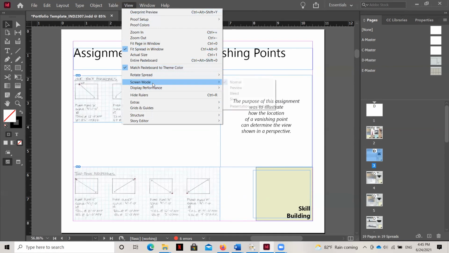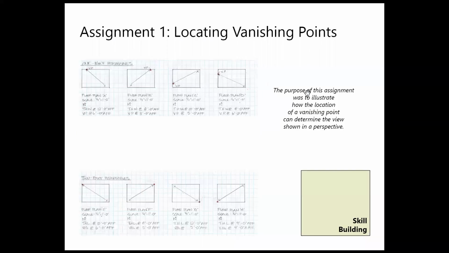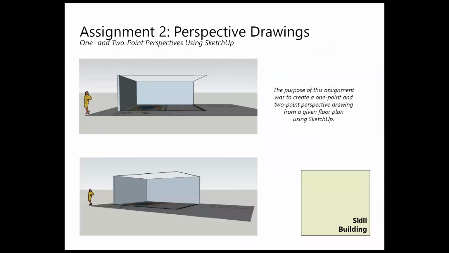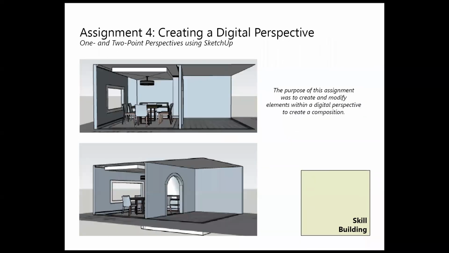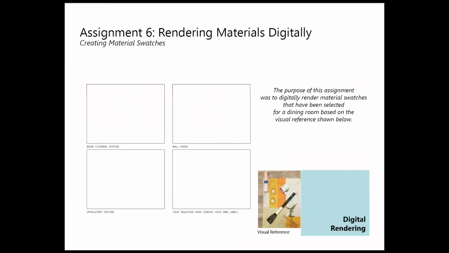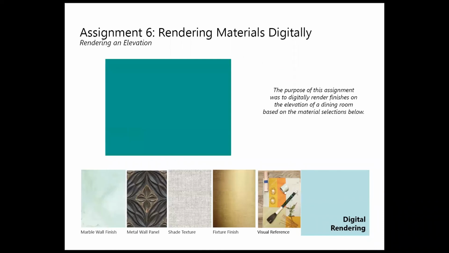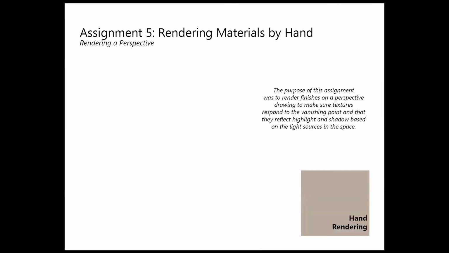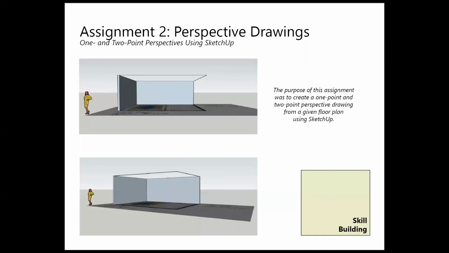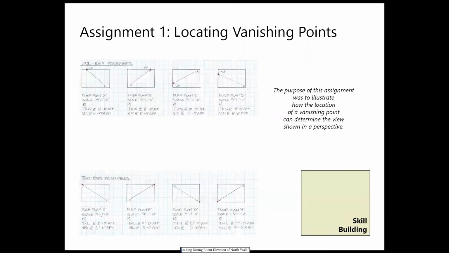And I can do view, screen mode, presentation. And now I can flip through my portfolio using the arrow buttons and take a look at how this grid is creating a good balance of negative space and positive space, while also providing all of the information that's required in a consistent way.